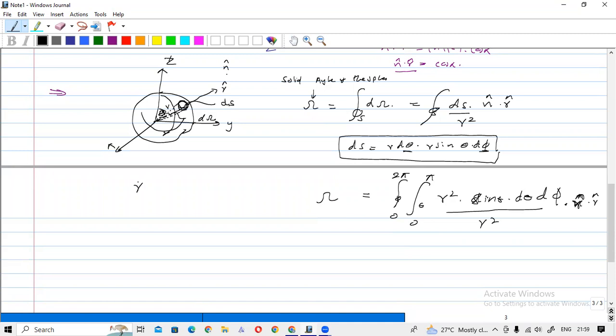Okay, so what is r hat dot r hat? That is the magnitude of r hat times the magnitude of r hat times cos of the angle between r hat and r hat. The angle is 0, so what is cos 0? That is 1. If you take the dot product of the same unit vector, you will always get 1. So you can cancel this and you have 1 here, and this r square and r square cancel out.